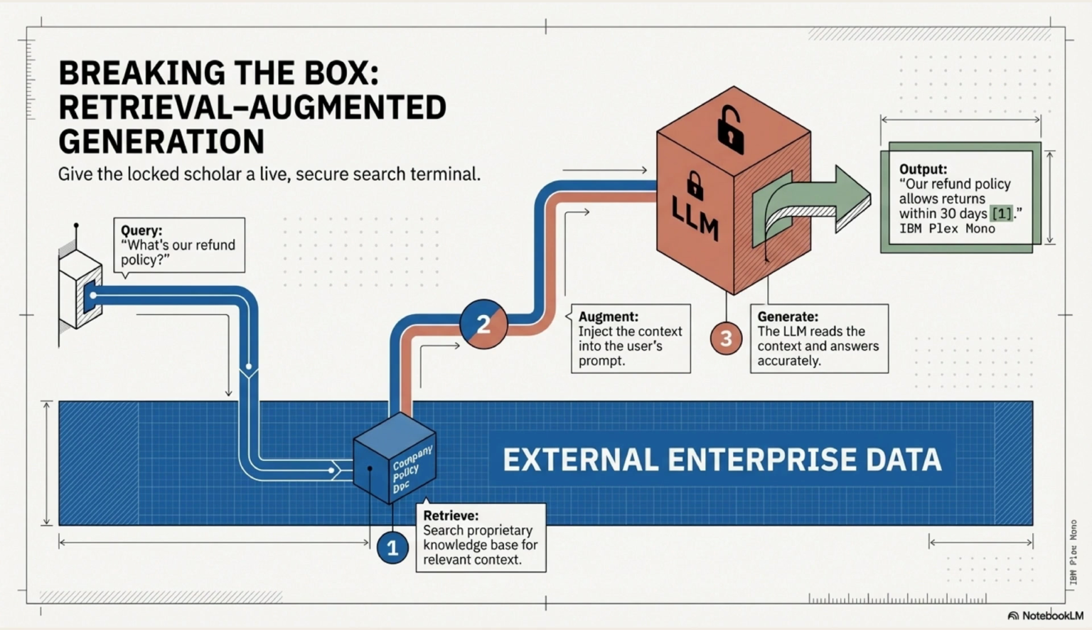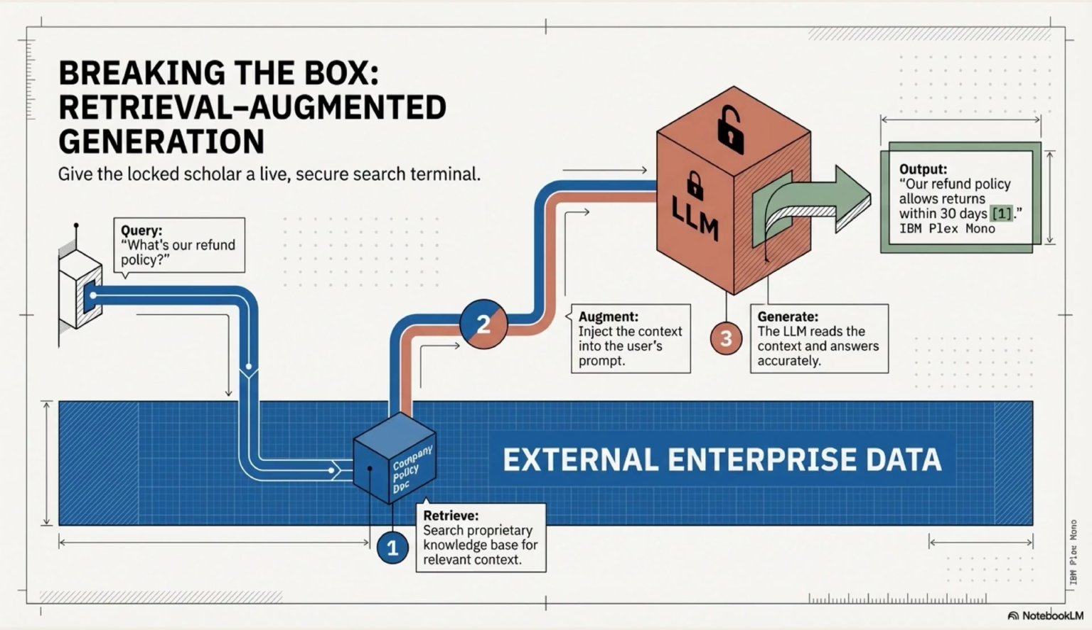It starts on the left with a user query. What's our refund policy? That question does not go straight to the model. Instead, it first hits what's labeled as a large external enterprise data store at the bottom. Three steps unfold. Step 1, retrieve. The system searches your proprietary knowledge base for the relevant context. In this case, it finds the company policy document. Step 2, augment. That retrieved context is injected directly into the user's prompt. The model now sees both the question and the specific text that answers it. Step 3, generate. The LLM reads the context and produces an accurate answer with a citation.